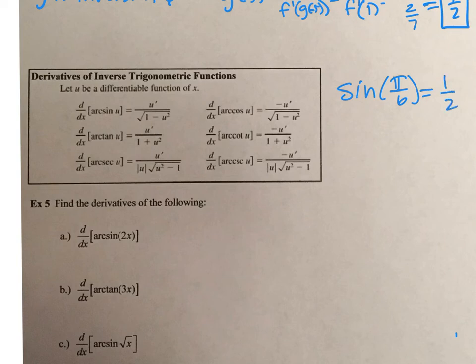Okay, so now let's talk about the inverse function, sine inverse. If we take sine inverse and perform that function on 1/2, what that's going to do is give us the angle whose sine is 1/2. So if the sine of pi over 6 is equal to 1/2, then sine inverse of 1/2 is equal to pi over 6.